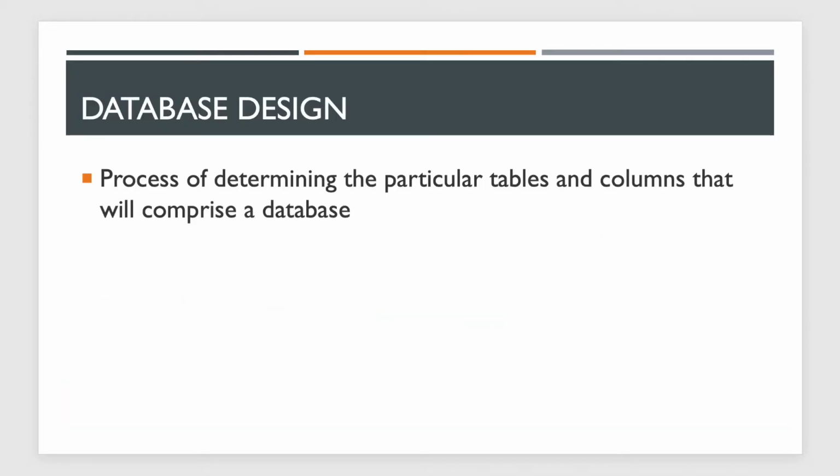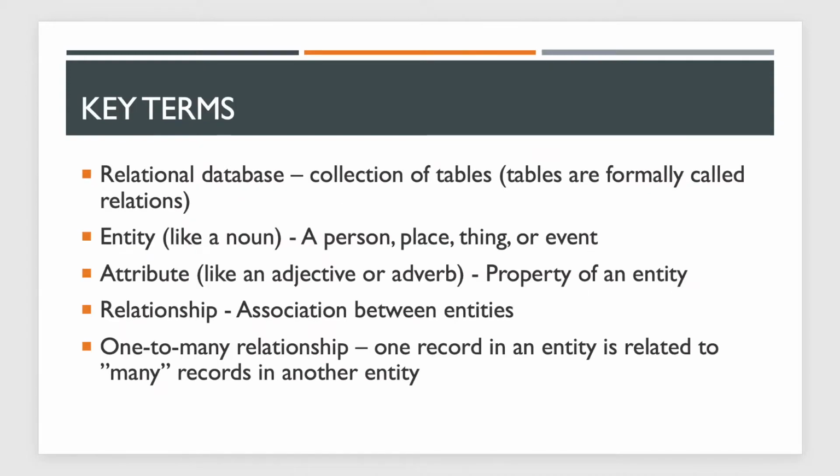Database design is the process of determining the particular tables and the columns that exist in that table that will make up your database. Some things that we need to understand: a relational database is a collection of tables. Those tables are formally called relations. So if we were using formalities, we would call a table a relation, but we're used to calling them tables, so we'll continue with that.